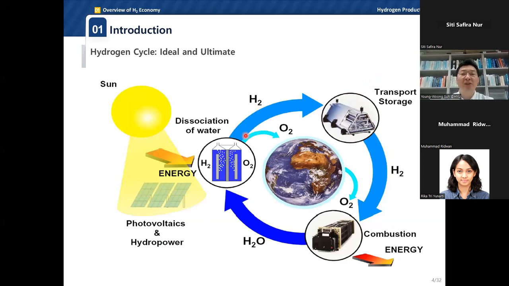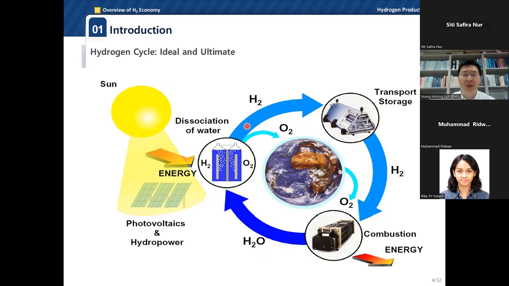But you know that this is our ideal energy resource. Sunlight will be used to get energy using photovoltaics and hydropower. And then that energy will be used to dissociate water to gather the hydrogen. And then that hydrogen will be transported for combustion at the energy and work site. And then that water will be recycled back to our electrolysis cell to produce hydrogen again. So this is the idea.